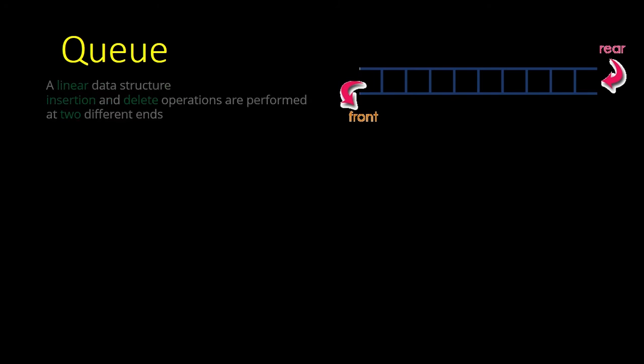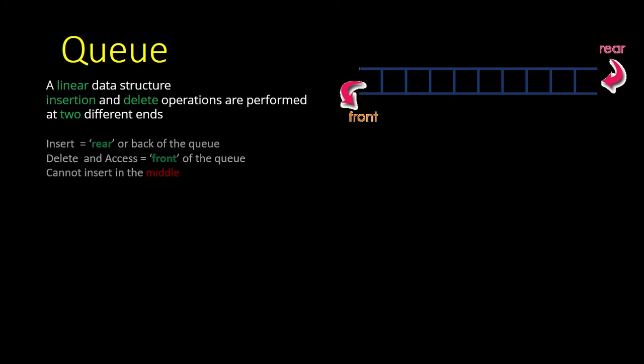So here is our little visual representation of a queue. A queue is a linear data structure, and insertion and delete operations are performed at two different ends. So insert is at the rear or at the back of the queue. So in our representation, here is the rear part of the queue. And delete and access methods are located in front of the queue. And also you cannot insert an element in the middle.